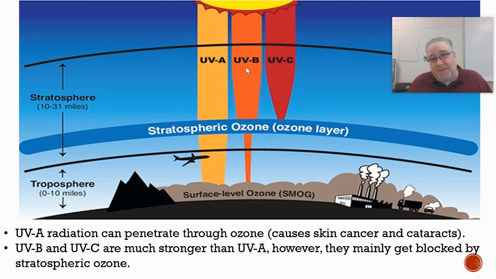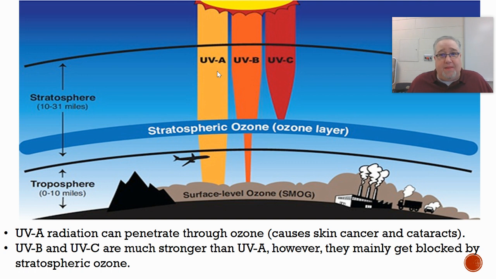UVB radiation, for the most part, gets blocked pretty well by the ozone layer. A little bit of it gets through, and it really is kind of dependent on where you live on the planet. In some regions of our planet, the ozone layer is a little bit thinner than in other places. We'll talk about why that is in a few minutes. But if the ozone layer is thin, then that UVB radiation can penetrate through a little bit easier. Other places it really can't.